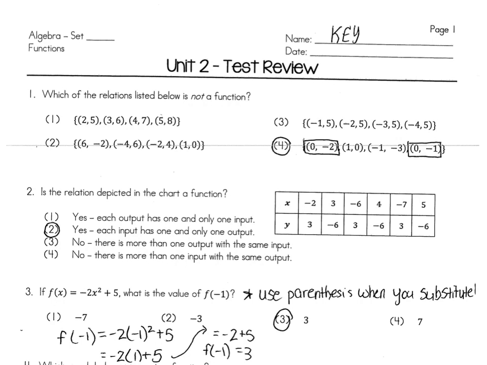So number 1, which is not a function, that would be answer choice 4. Well, why, if we had to write out an explanation, because the x value of 0 has two y values, and in order for something to be a function, 1 x has to go to 1 y. The x value of 0 goes to 2 y's, -2 and -1.